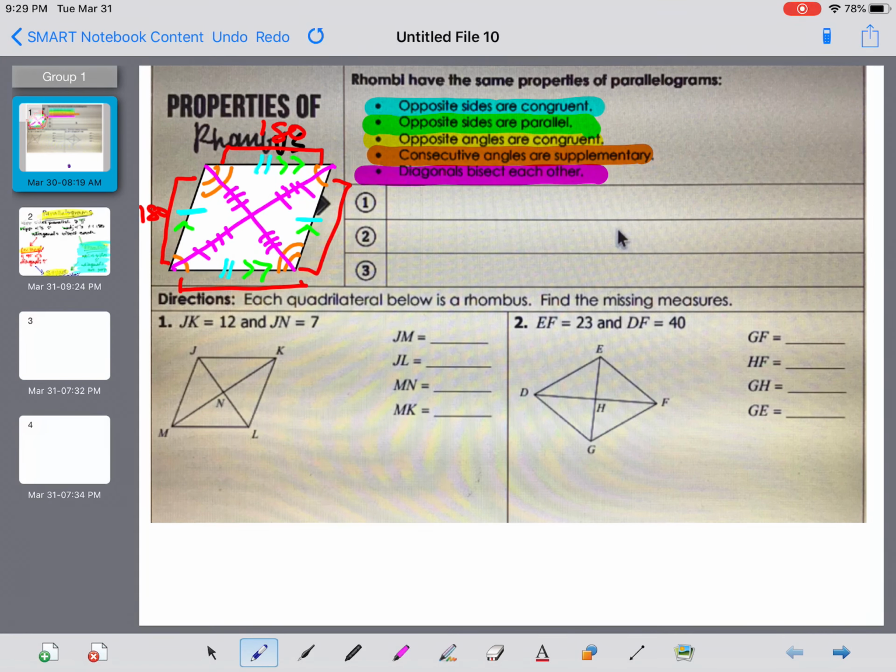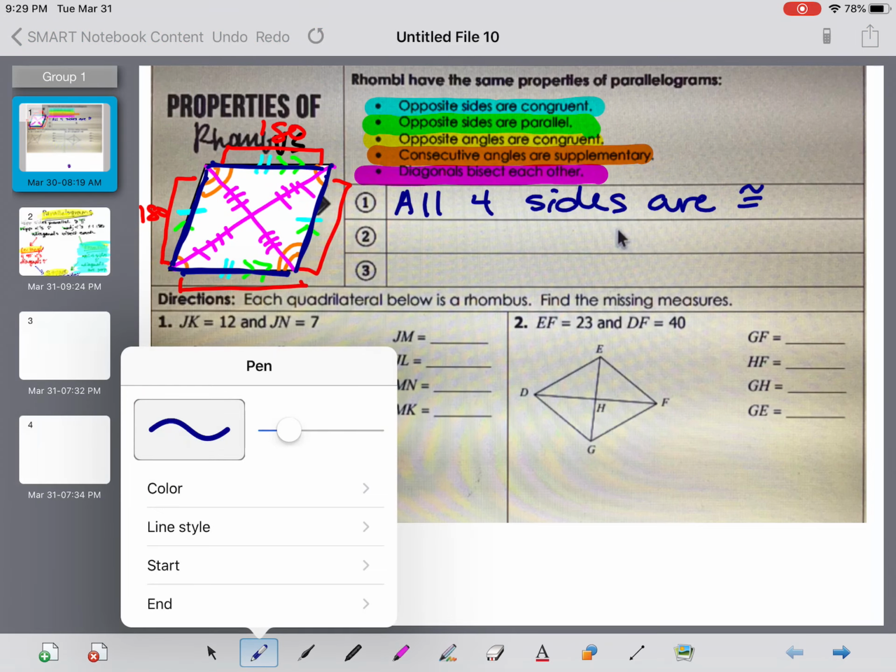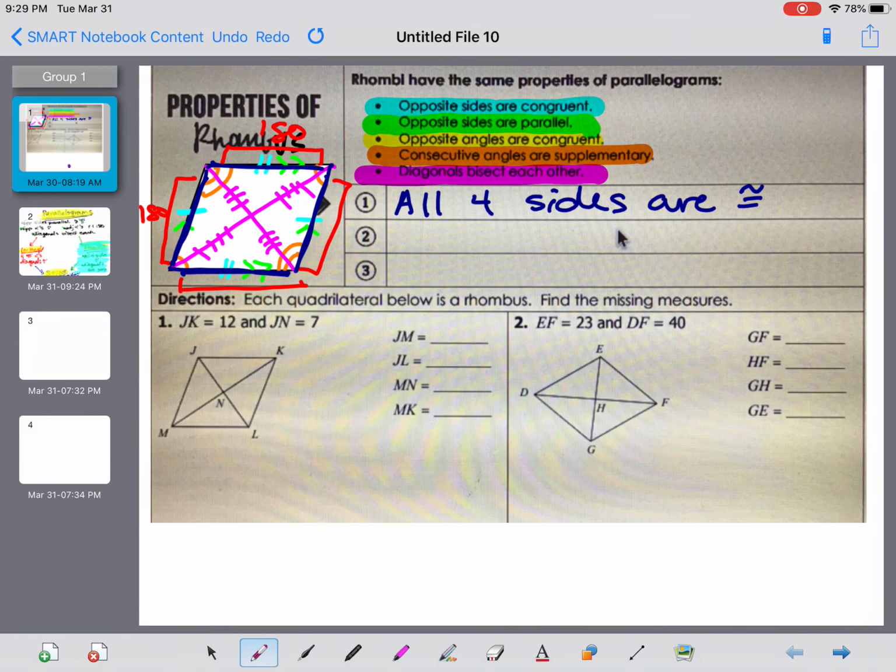Now, we have 3 additional properties here that go along with rhombi. The first is that all 4 sides are congruent. That means this side is equal to this side, is equal to this side, is equal to this side, just like with a square.